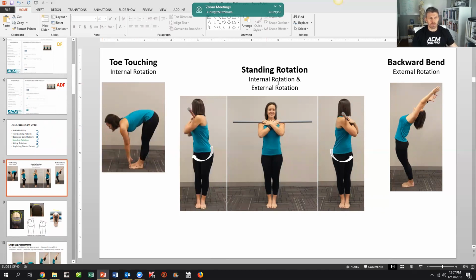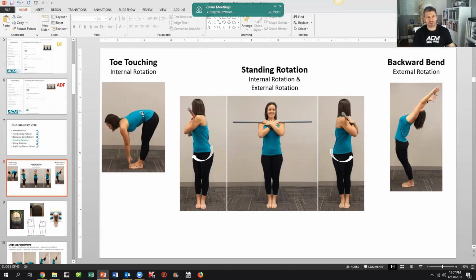Again, standing rotation, what we're really looking at is the internal and external rotation components of the hip, the pelvis rotation side to side. The toe touching pattern, we talked about hip flexion and how internal rotation was synonymous with that. And the backward bend pattern, talking about extension of the hip and how external rotation was synonymous with that.